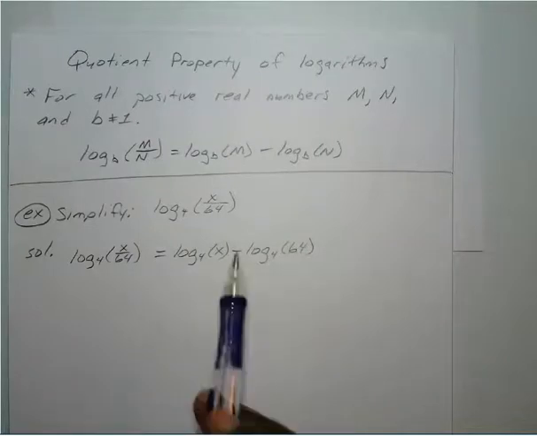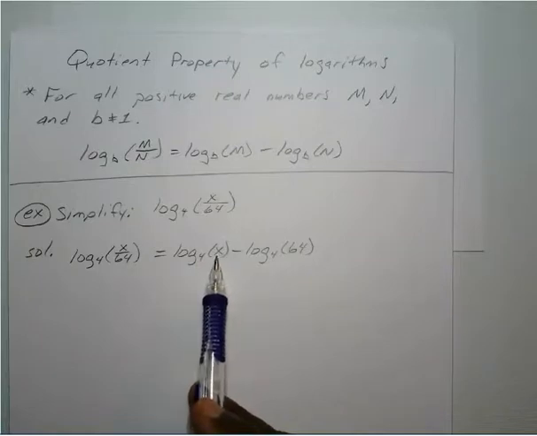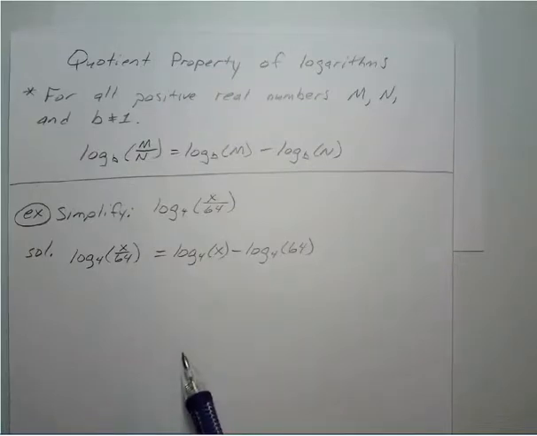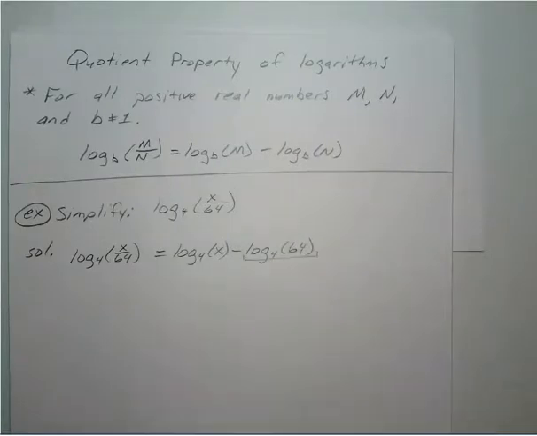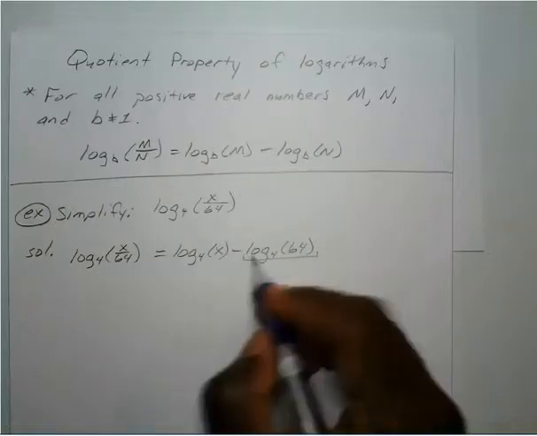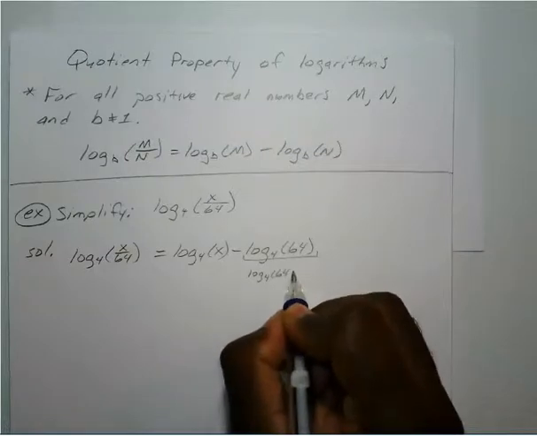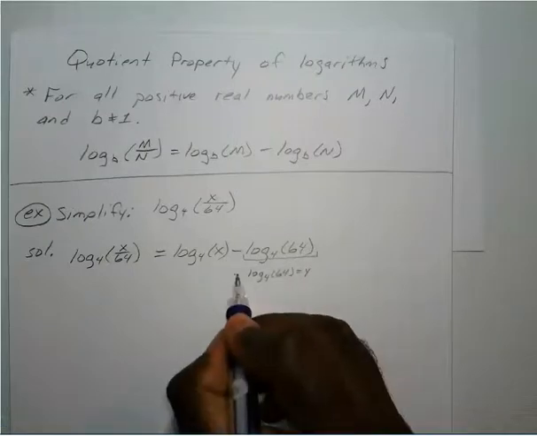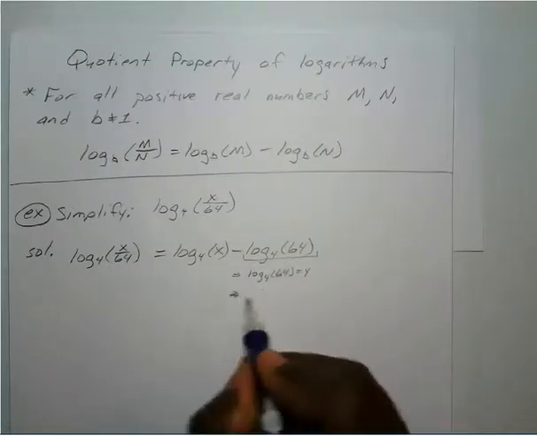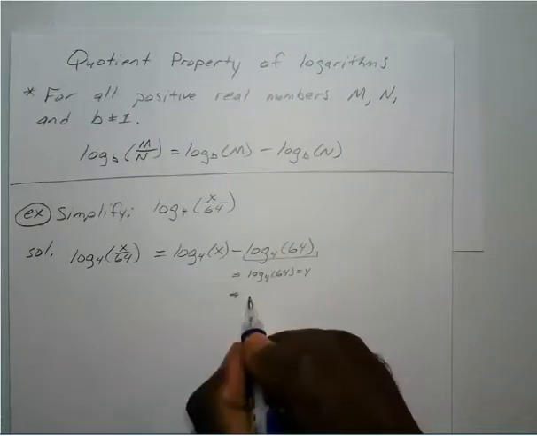Now, just like before, if you have a log of a numerical base and just a variable, that pretty much won't be able to be simplified. But this can be simplified. First thing we do is make that equal to y. So log base 4 of 64 is equal to y. Then we convert it to exponential form. So 4 to the power of y equals 64.